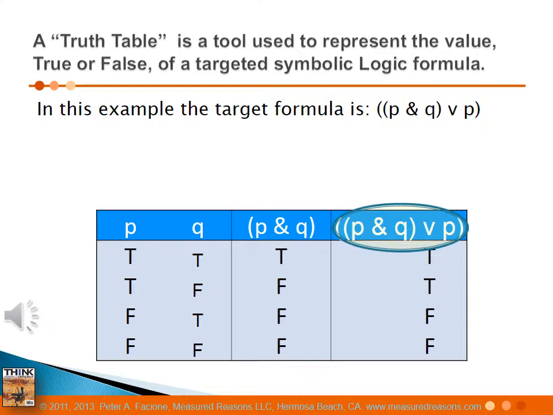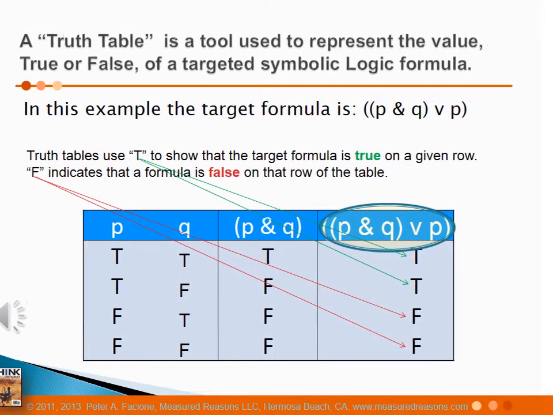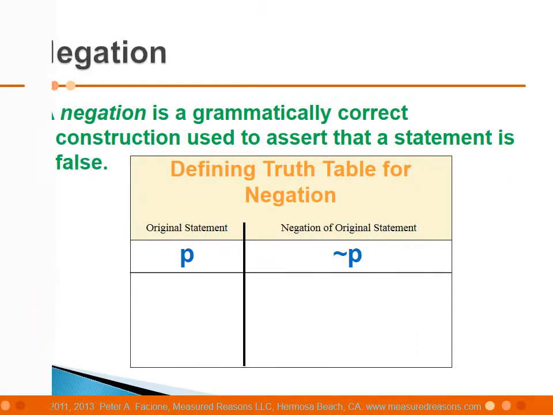A truth table is simply a tool for representing or displaying all the values, true or false, of a complex symbolic logic formula. Before building truth tables for more complex formulas, we'll first review the powers of the different logic functions. We'll begin with negation and then move on to conjunction and disjunction and the conditional in future slides.